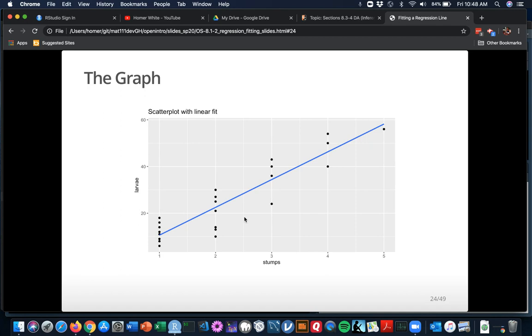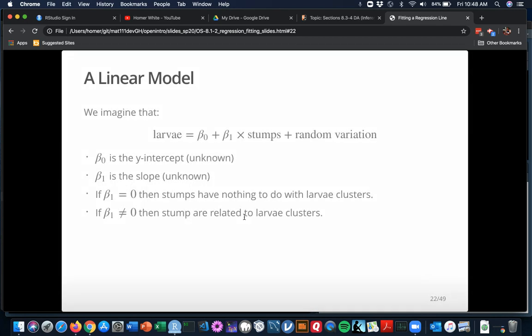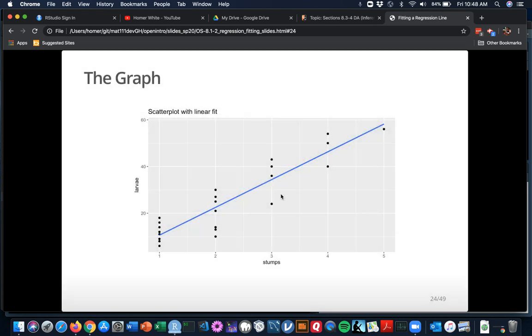And that line is our best guess right now, based on the data, for what this little equation right here would be: beta naught plus beta 1 times stumps. We don't know the y-intercept here. We don't know the slope here. But this blue line does have a y-intercept, and it does have a slope. And that y-intercept and that slope are our best guess at the unknown beta naught and beta 1. So we'll need to look in to see what they are.